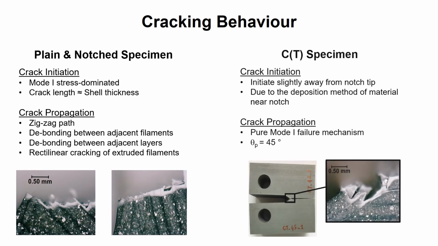For CT specimens, the crack initiation is slightly away from the notch tip. This could be due to the deposition method of the material near the sharp notch. The crack propagation is purely under mode 1 failure. This is because its manufacturing angle is at 45 degrees.